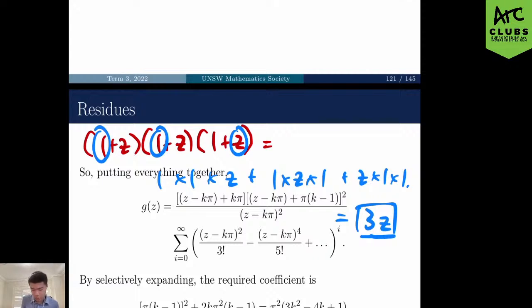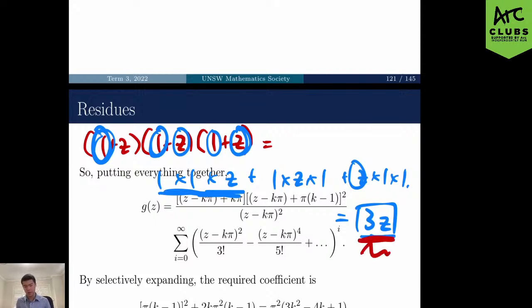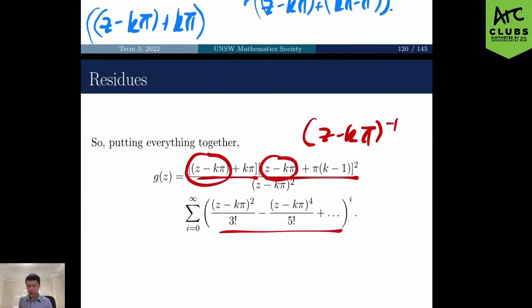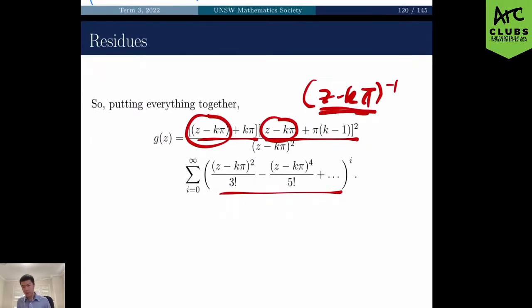So in this example, you can do 1 times z, where you pick the 1 over here, the 1 over here, and the z over here, or you can pick the z from the middle one, or the z from the end one. What ends up happening is you get 3z, which is why the coefficient of z is equal to 3.